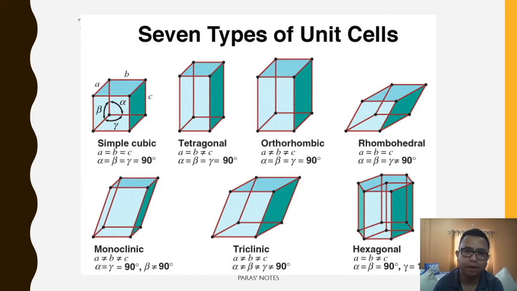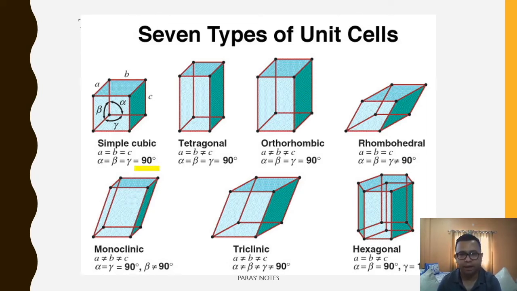Then alpha, beta and gamma are all equal to 90 degrees. That means the angle between the length and the breadth edges is also 90, then from breadth to height is also 90, and height and length also is 90. So alpha, beta, gamma, all of them are equal to 90 degrees. As you can see, this is what is simple cubic. Such kind of crystal is what is called simple cubic.